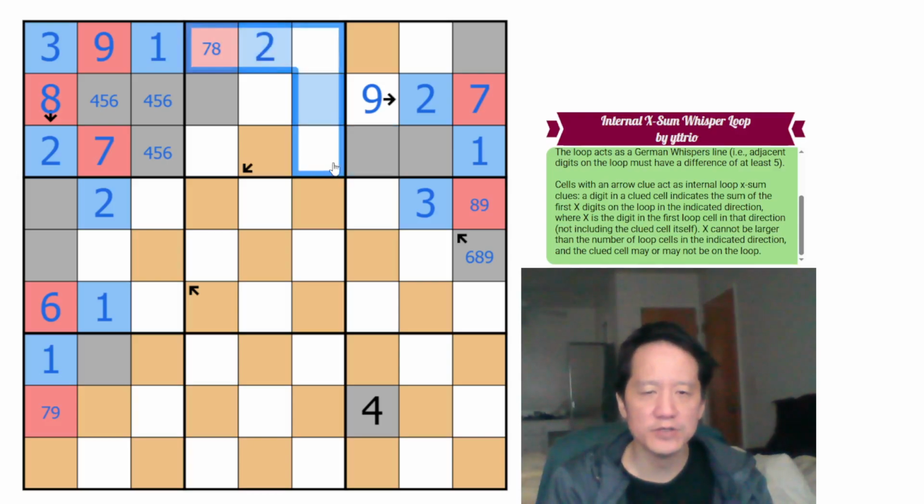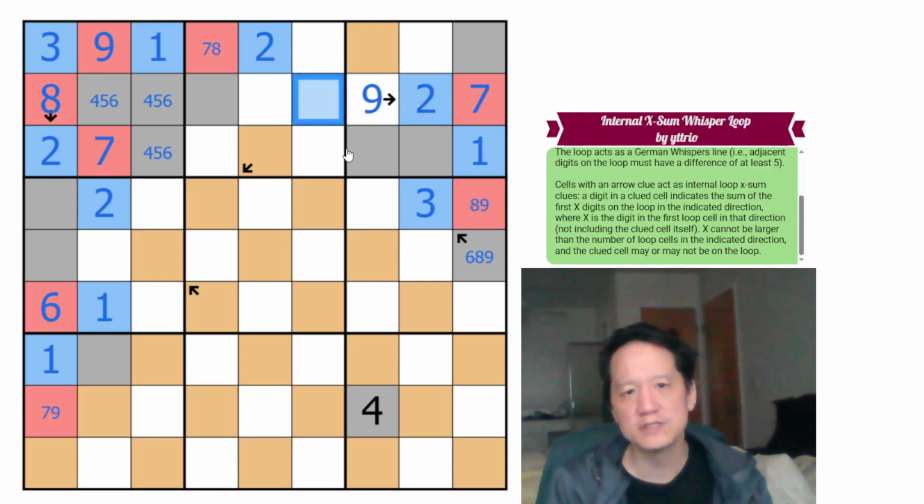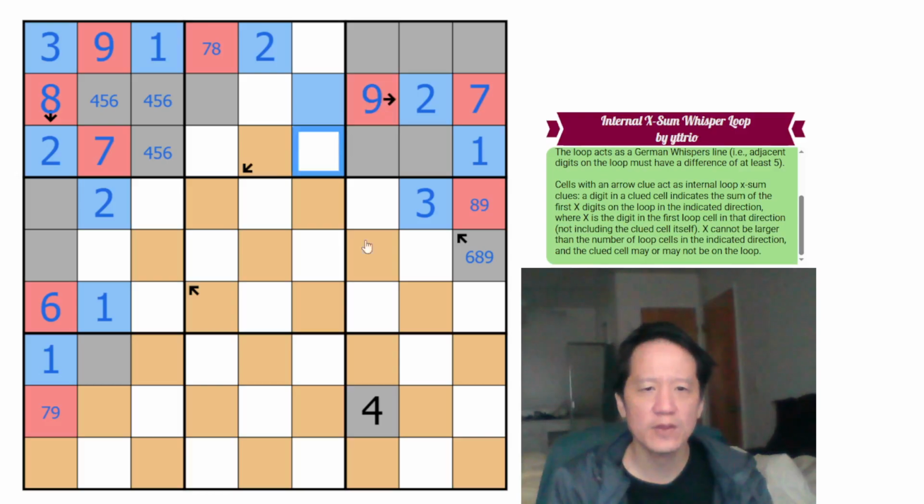So it cannot go this way then. That means this cell has to connect to here. Because it cannot go, it would have to be some weird, yeah, it can't even touch itself that way. So this is always on the loop. Which means none of these 2 are on the loop. This is not on the loop because it must connect that way.